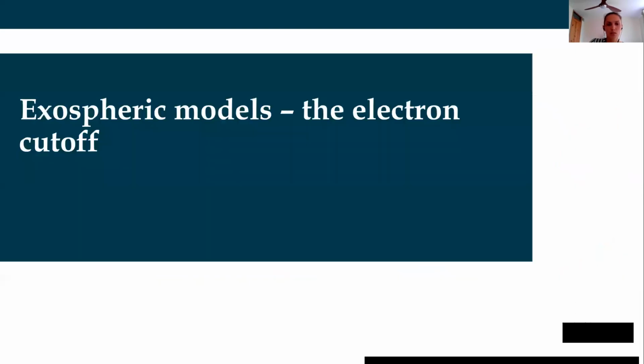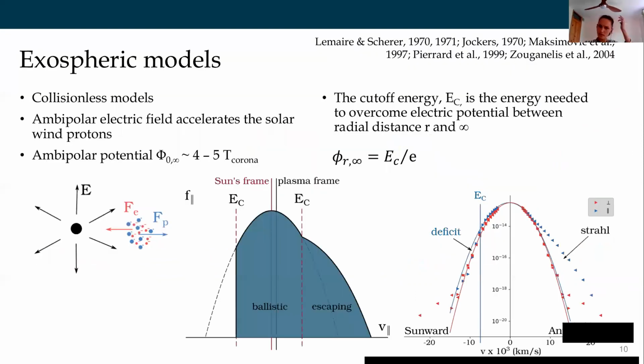We have seen now some typical properties of this deficit and where we can find it. And now let's look at some explanations for its existence. So we will start with exospheric models. Exospheric models are one of the first models of the solar wind. They are collisionless models, and in these models, all the solar wind is accelerated by the ambipolar electric field.